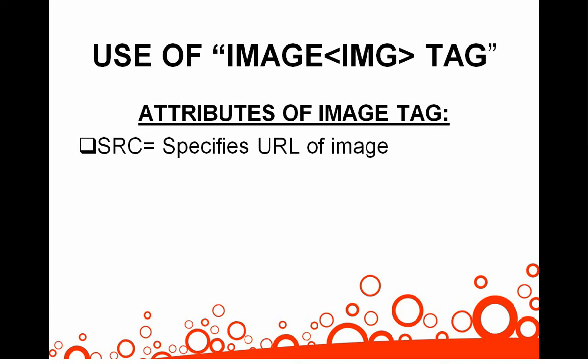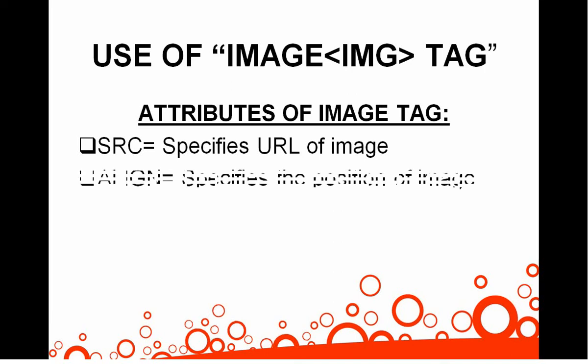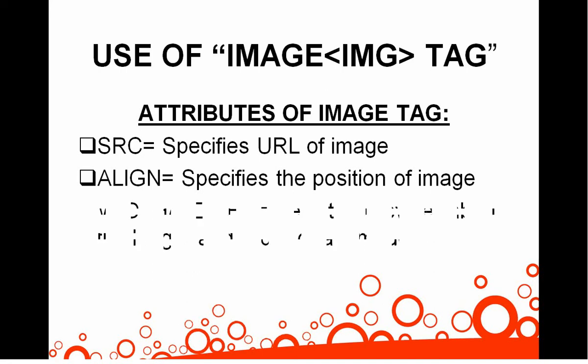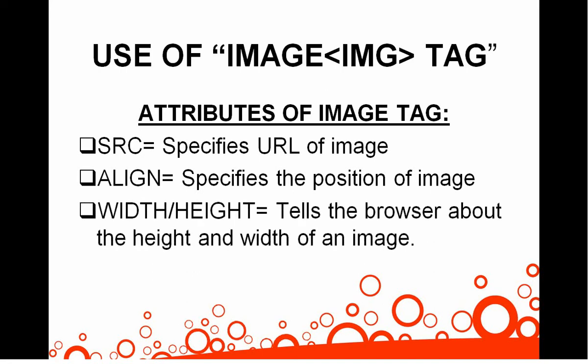The first attribute is src, which specifies the URL of the image, where your image location is. The next one is align. Align is alignment. It specifies the position of the image on your web page, whether it should be on the left side or the right side. This attribute specifies the position of your image.